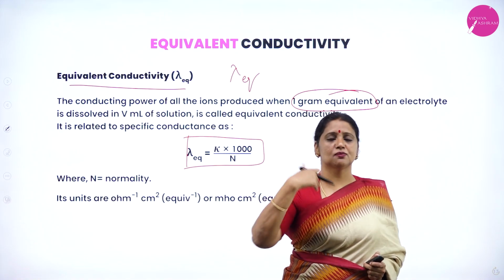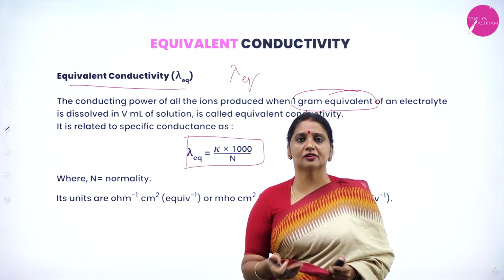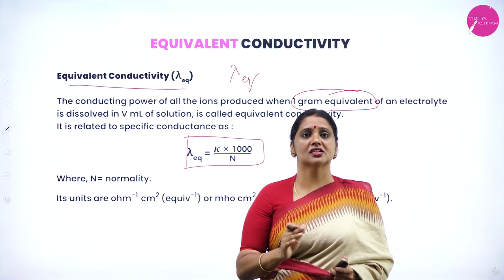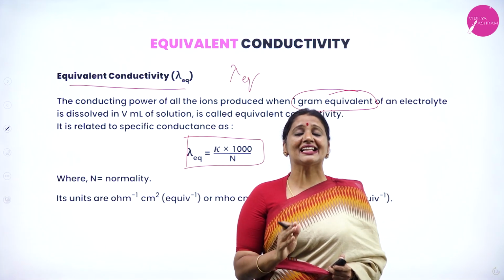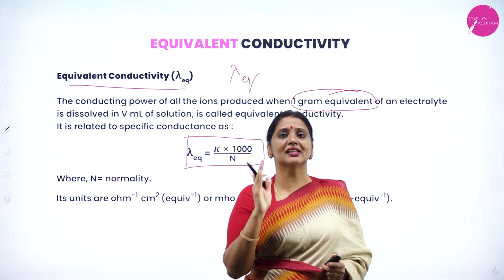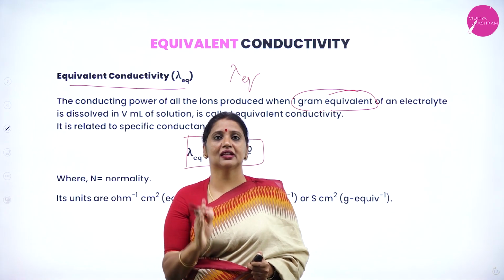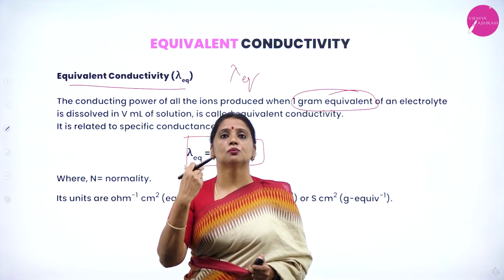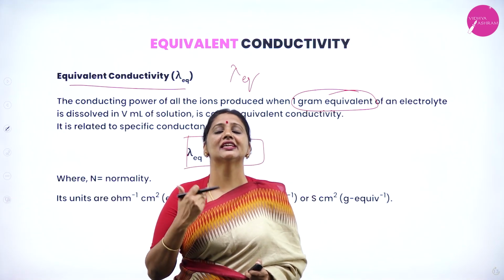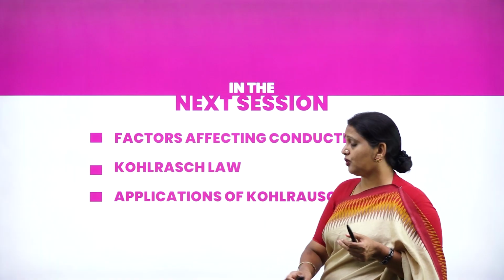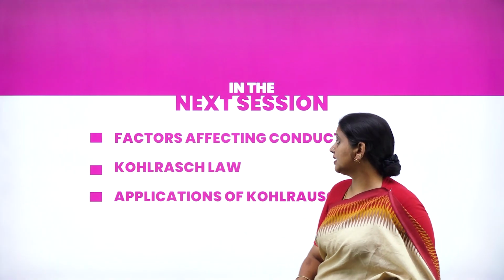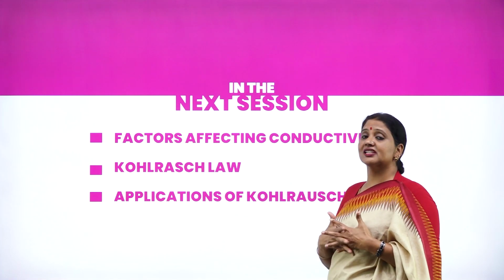What's the difference between molar conductivity and equivalent conductivity? For molar conductivity you have to consider 1 mole of an electrolyte. For equivalent conductivity you have to consider 1 gram equivalent of electrolyte. That's the difference between molar conductivity and what? Equivalent conductivity.